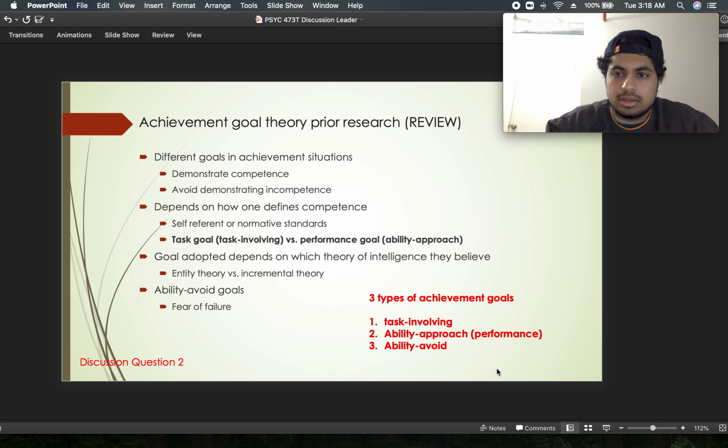The introduction actually talks about a third type of achievement goal called ability avoid goals. And this predominantly focuses on a fear of failure. So people who adopt ability avoid goals try to avoid demonstrating incompetence. They avoid the task for fear that if they do the task, they will be seen as incompetent in it. So they just avoid it because of the fear of failure.